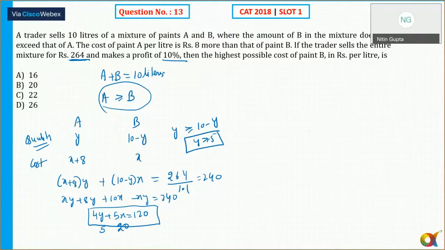So the question is the highest possible cost of paint. Now further it will decrease. We know if the sum of the two numbers is constant, if I increase the value of Y, the value of X will decrease at a step of 4. Yes or no?